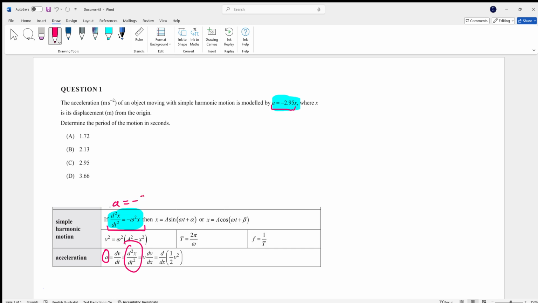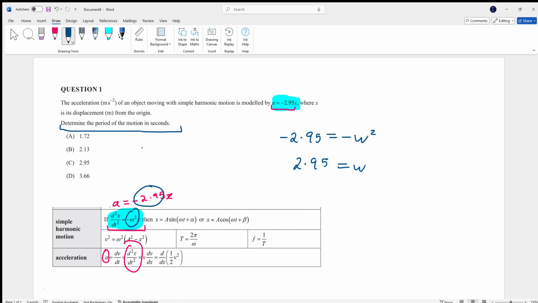Acceleration equals negative 2.95x. Okay, so here we can work out that omega squared is actually that there. So negative 2.95 is equal to negative omega squared. Or you can just go 2.95 equals omega squared. Now the reason why that's important in this question is because they've said determine the period of motion in seconds. Well, here the period is 2 pi divided by omega. So in order to find the period, you need to find what omega is.